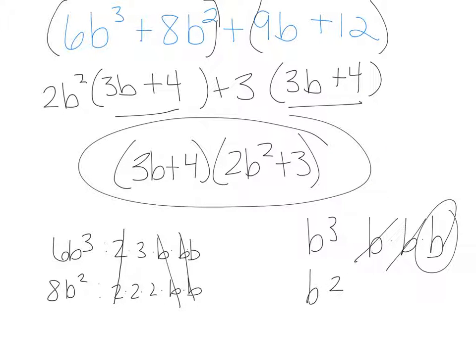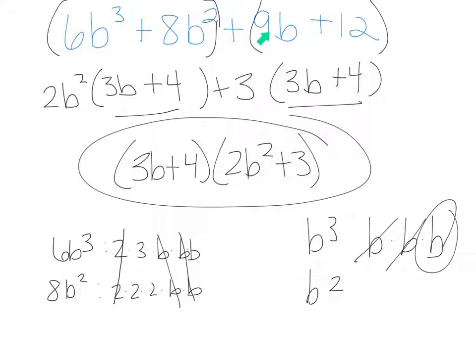Okay, so I found the GCF of my first group, 6b cubed plus 8b squared. The GCF is 2b squared, so that sits on the outside, and I put what I have left on the inside. Remember, factoring is division. So 6b cubed divided by 2b squared gets us 3b. 8b squared divided by 2b squared gets us 4.